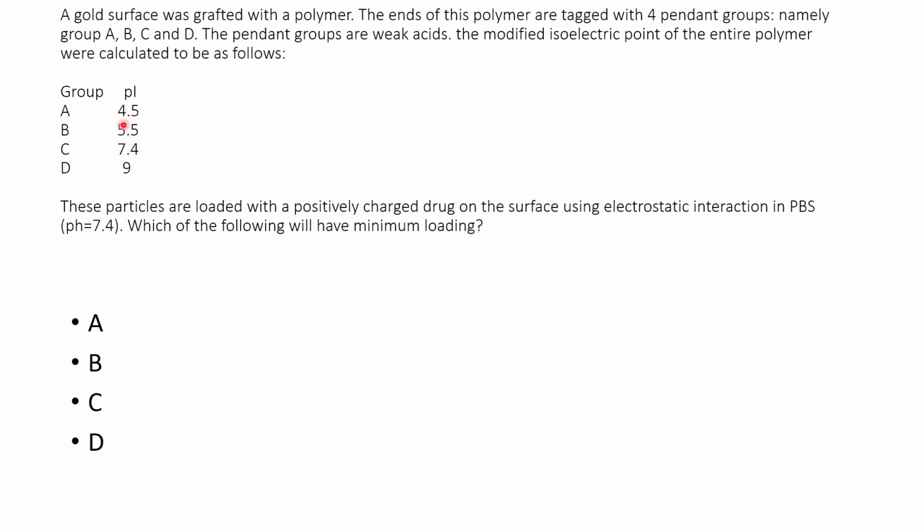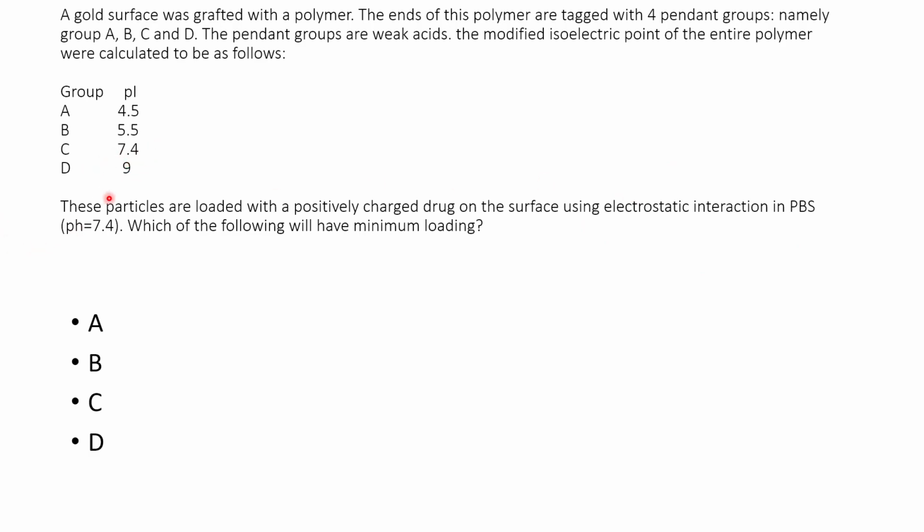Same case with B, where 7.4 is greater than 5.5. C is basically going to be neutrally charged. So compared to A, B has less electrostatic interaction with the drug, so we would expect a little bit less loading. And compared to B, C does not have any charge as such because its pI is equal to the pH that's being used. So it's neutrally charged. It will have very weak electrostatic interactions, mostly stochastic electrostatic interactions. So the drug loading would be very minimal.